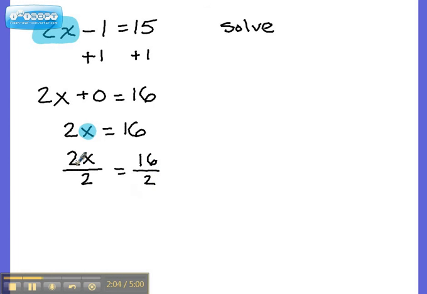Because if we divide, 2 divided by 2 is just going to be 1, so we're going to be left with just 1x. And you don't need to write the 1 in front of our x. You could just write it as just x, and I'll show you that here down below. It could just be x. 16 divided by 2 is 8, and so we get x is equal to 8.